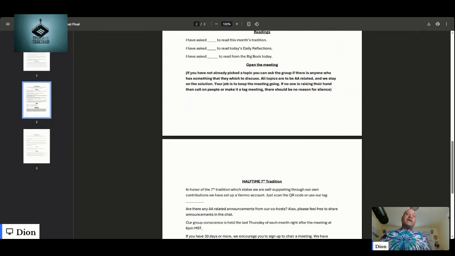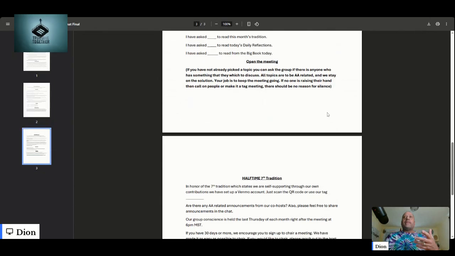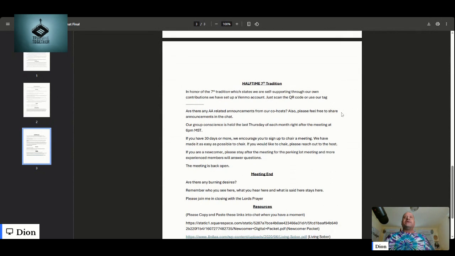So if nobody is raising their hand, you can make it a tag meeting or a round robin meeting, and that just means you're going to pick someone, and then they need to pick someone until everybody has been picked. But the main thing there is your job would be to see who has not shared yet. So when somebody says, hey, I'm not sure who hasn't shared yet, you can assist them. Your job is to keep the meeting going. Okay, it's your biggest responsibility, honestly.